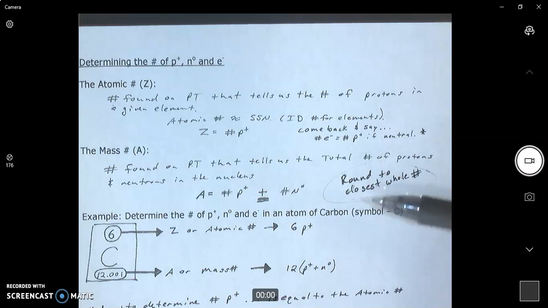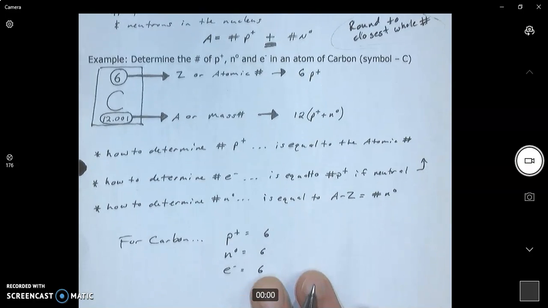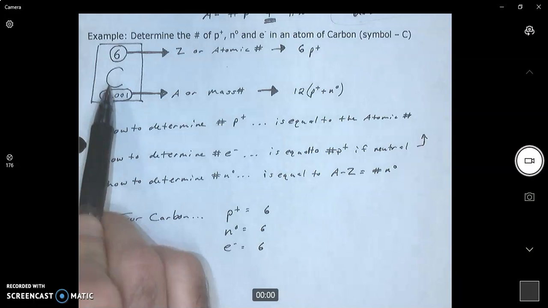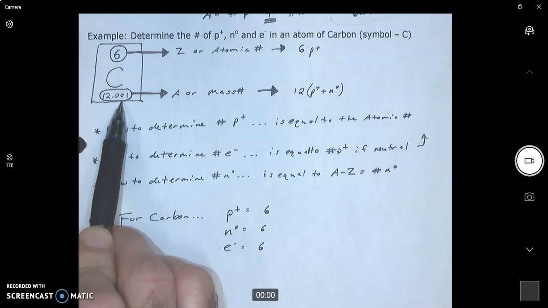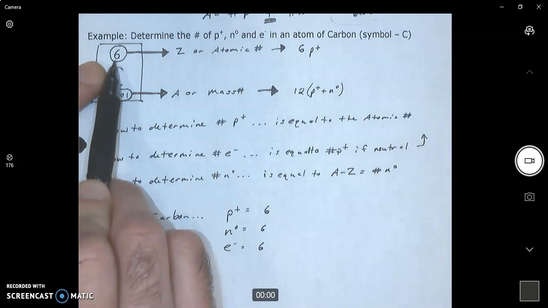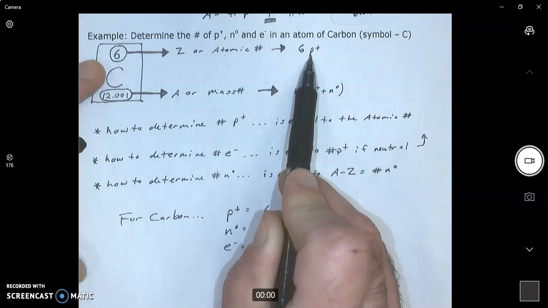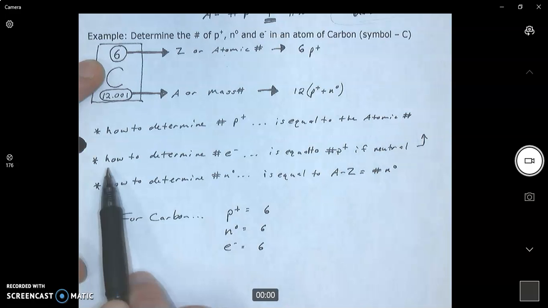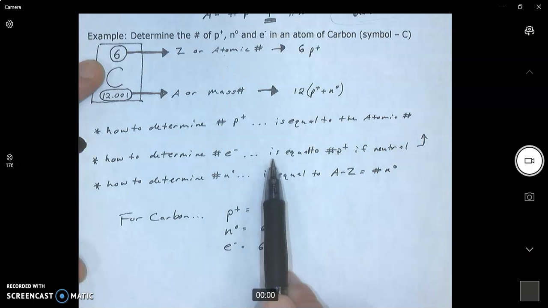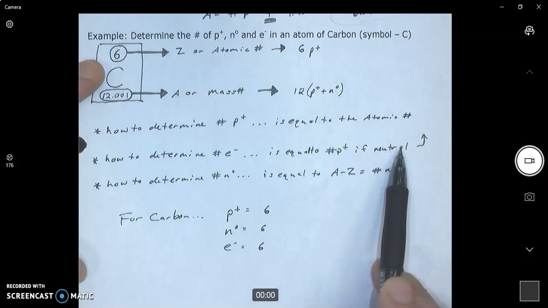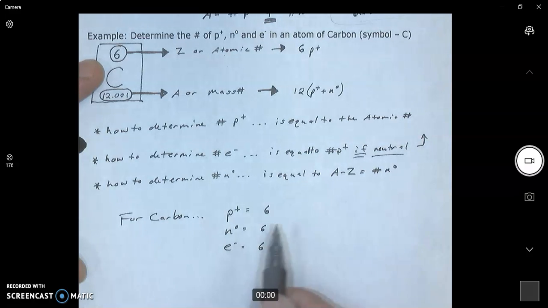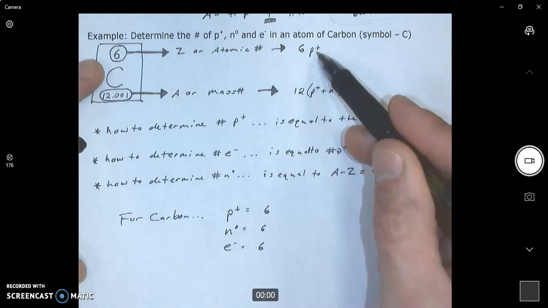So how do we find protons, neutrons, and electrons in an atom? Well, let's use carbon as an example. Carbon has an atomic number of 6 and an average atomic mass of 12.001. This top number is the atomic number. That's how many protons we have. So how do we determine the protons? It's equal to the atomic number. How do we determine the electrons then? Electrons are equal to protons if it's neutral. That's a big if. For right now, we're going to assume that that's true. So we have 6 protons then, and you have 6 electrons.